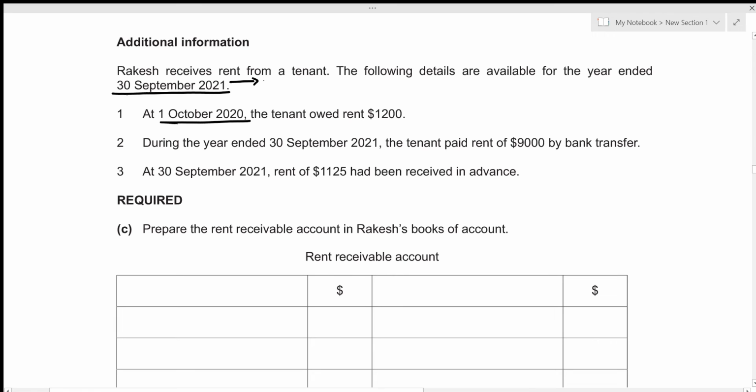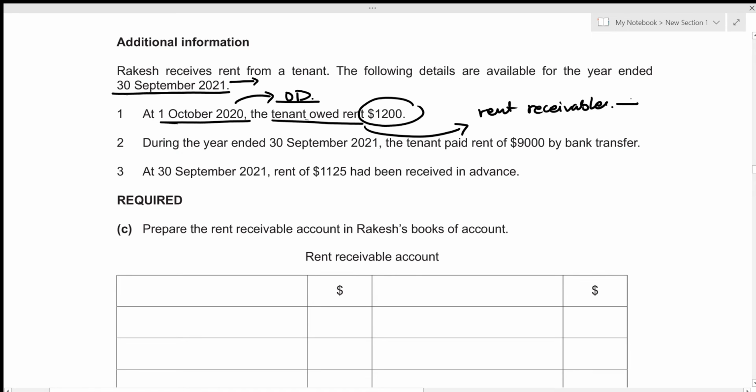If this is the closing date, 30 September 2021, then 1st October 2020 will be the opening date. So this rent owed by the tenant of 1200 will act as our opening balance. And we're talking about the tenant owing rent to us, meaning that this will act as a rent receivable to us, right? And rent receivable is a kind of asset, and assets are always recorded on the debit side in case of a ledger account. So we will record our balance BD, opening balance, on our debit side with the amount of 1200.